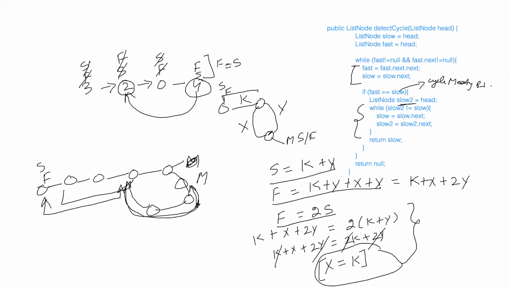Yeah, I think this summarizes the approach of our last question. We identified the cycle first, and once the cycle is identified, we took another pointer and moved that pointer and the existing slow pointer one step at a time, and wherever they meet, we return that pointer. That would be the node where the cycle starts.